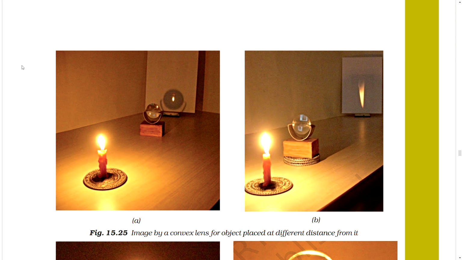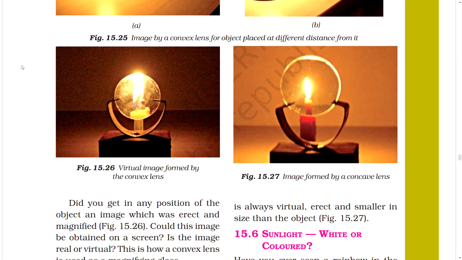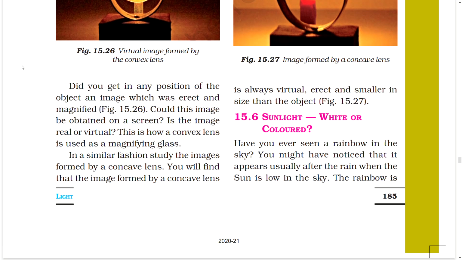Figure: image by a convex lens for an object placed at different distances from it. Figure: virtual image formed by the convex lens. Figure: image formed by a concave lens. Did you get in any position of the object an image which was erect and magnified? Could this image be obtained on a screen? Is the image real or virtual? This is how a convex lens is used as a magnifying glass. In a similar fashion, study the images formed by a concave lens. You will find that the image formed by a concave lens is always virtual, erect, and smaller in size than the object.